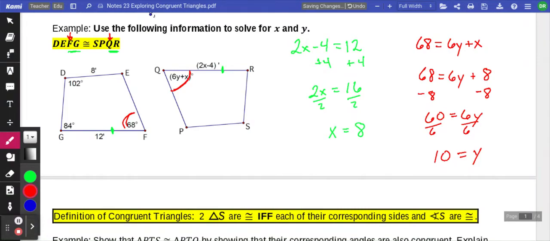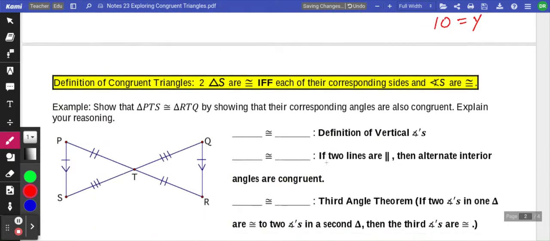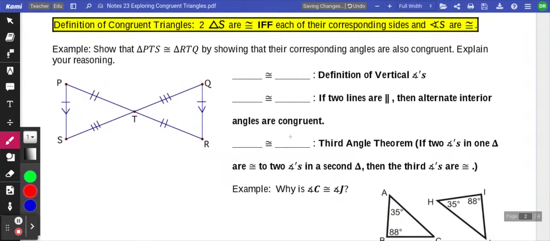Okay, so that is purely just using the idea of what congruent means. Figuring out which sides are congruent, which angles are congruent. In both cases, it means that those two components are equal to each other. And so we set them equal. Okay, just a couple last things to talk about then.